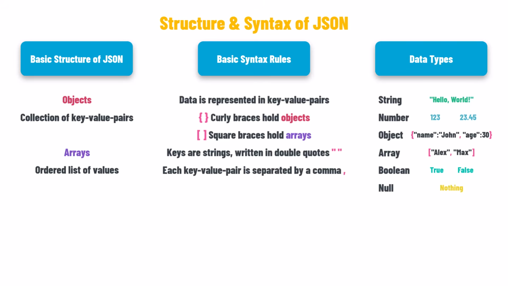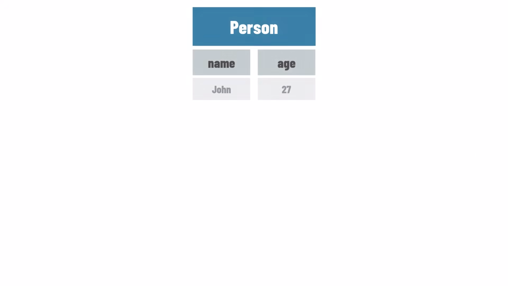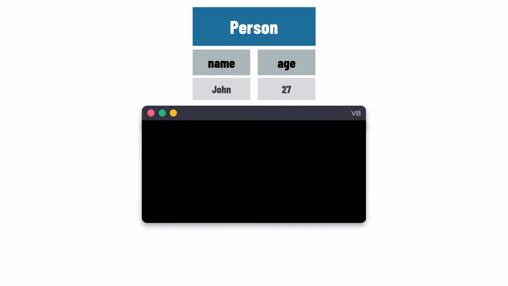Let's consider some examples of writing a JSON object using this information. Suppose I want to store the data of a person in a JSON object, such as the name and the age. Let's write this data as a JSON object. First I have to add curly braces to write the different key-value pairs. Let's start with the first key, name. As mentioned, keys are strings and should be written in double quotes. Now the value of this key. It's a string, therefore I wrote it in double quotes. The first key-value pair is ready.